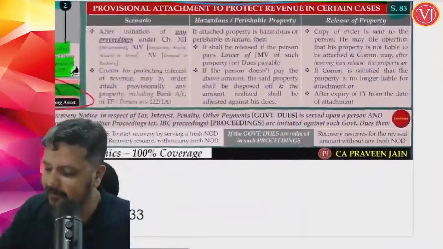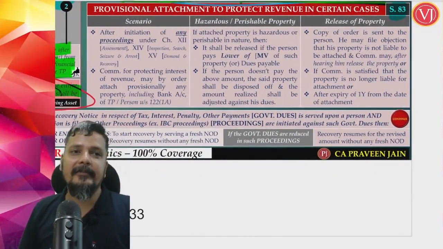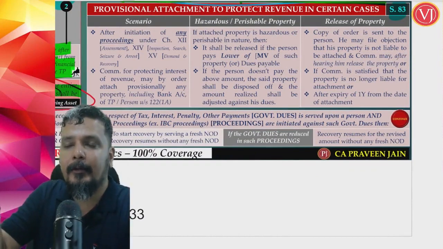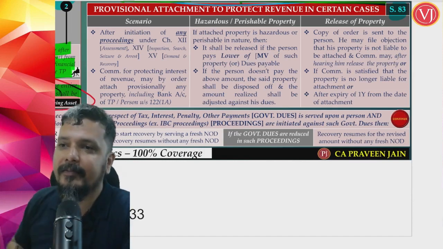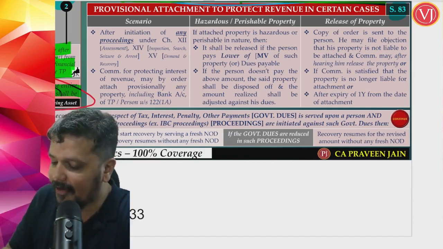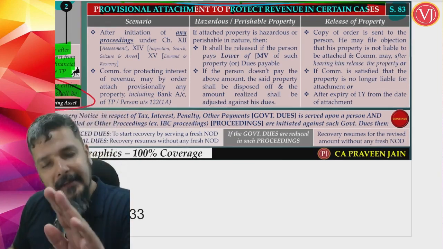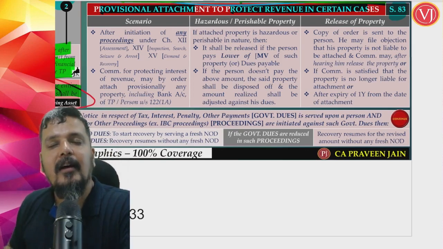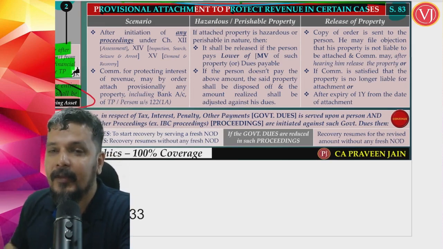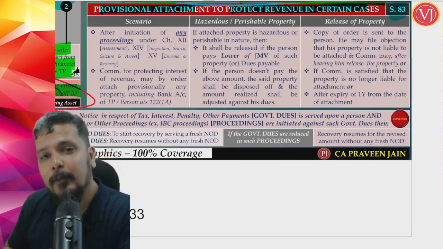Now 83. 83 is again against a pakka fraud person. Now 83 comes in a scenario after proceeding starts but before order comes. In between notice and order, there is a provisional attachment on the property to protect the interest of the revenue. Very, very simple logic. Government or the department fears that this assessee will run away. Order is not yet passed.